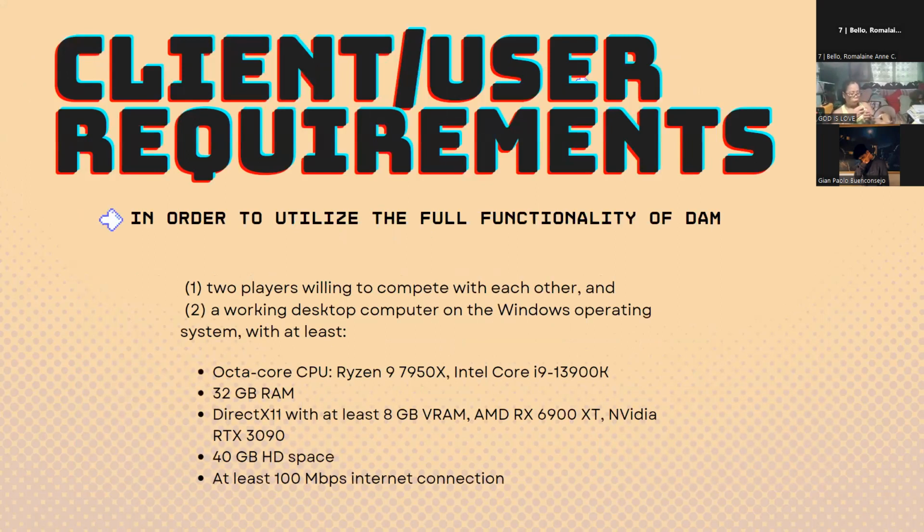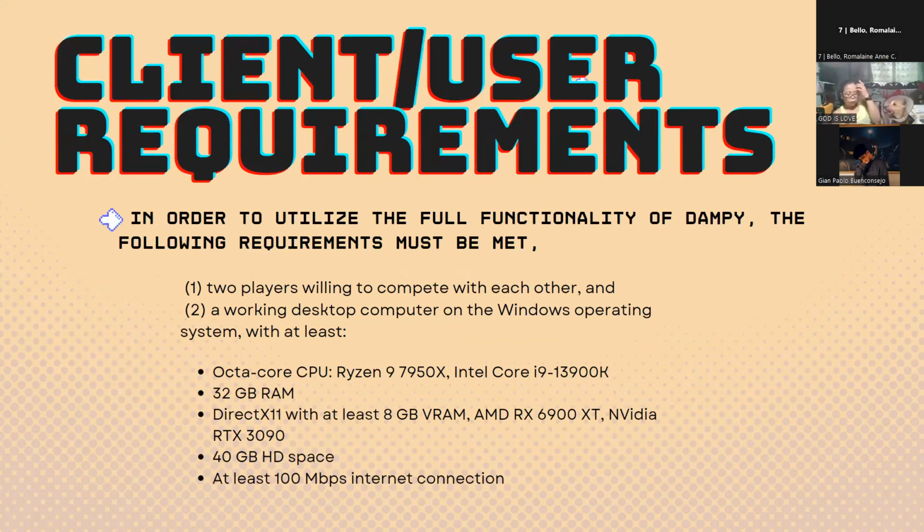In order to utilize the full functionality of DAMPI, the following requirements must be met. Number 1, we need 2 players willing to compete with each other. And number 2, a working desktop computer on the Windows operating system with at least an octa-core CPU Ryzen 9 7950X or an Intel Core i9 3900K with 32 gigs of RAM, DirectX 11 with at least 8 gigs of VRAM, like AMD RX 6900 XT, NVIDIA RTX 3090, and 40 gigs of hard drive space, and at least 100 Mbps internet connection. So next slide, please.